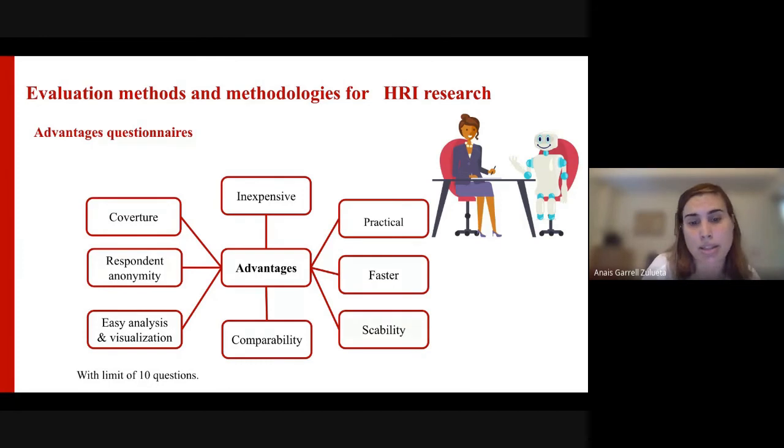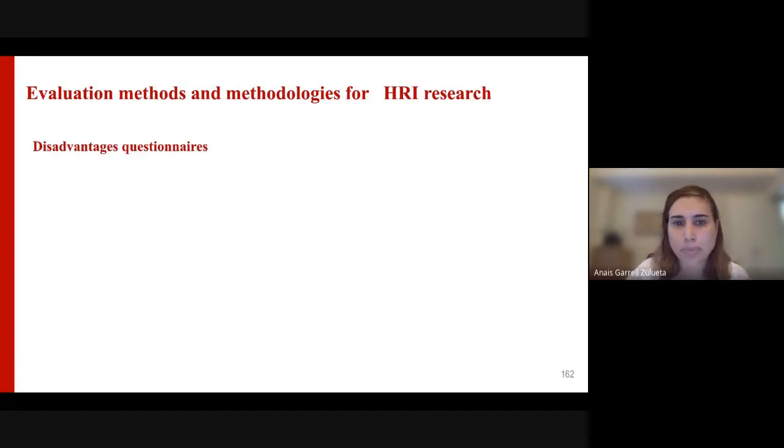But limit it. My recommendation is to use about 10 questions. The idea is that the questionnaire should be answered in 5 minutes, no more than 5 minutes. If not, people get bored and they answer randomly.